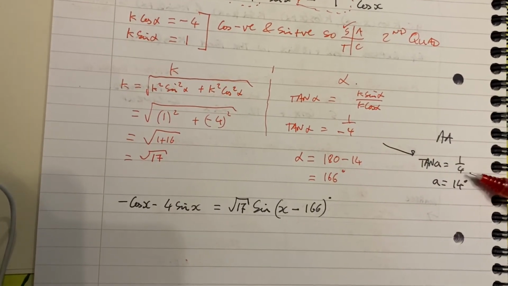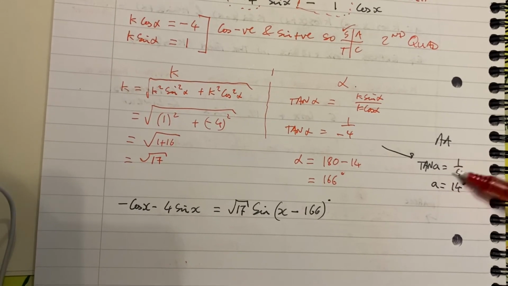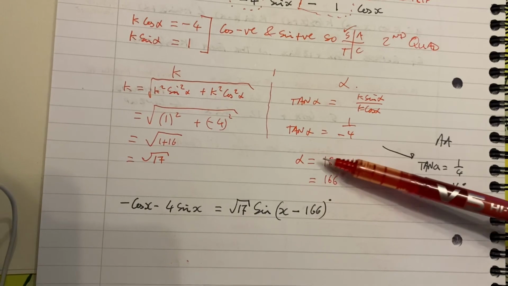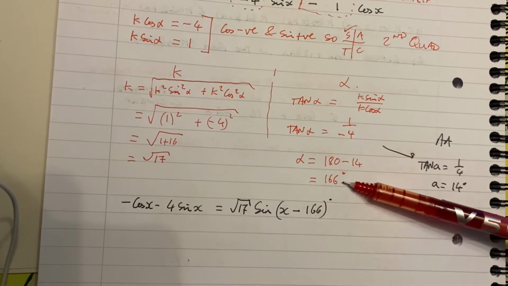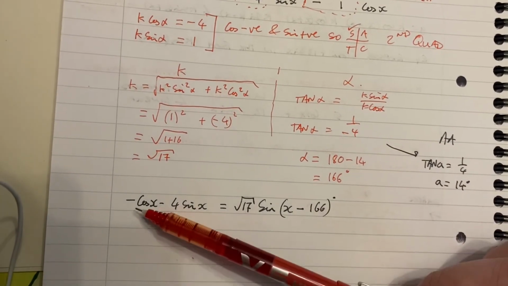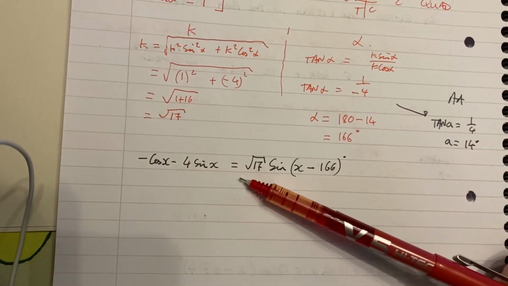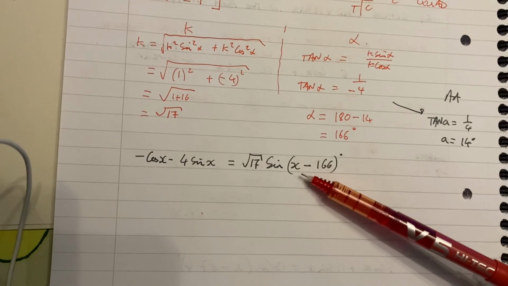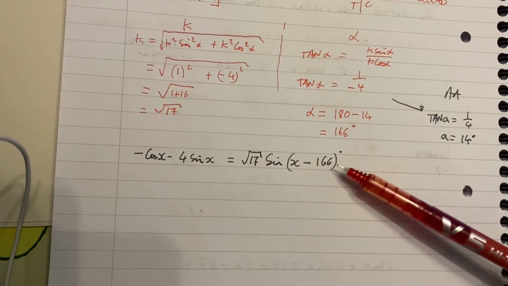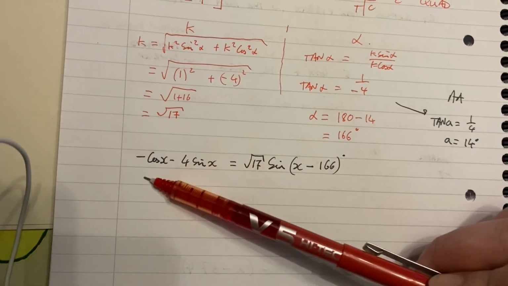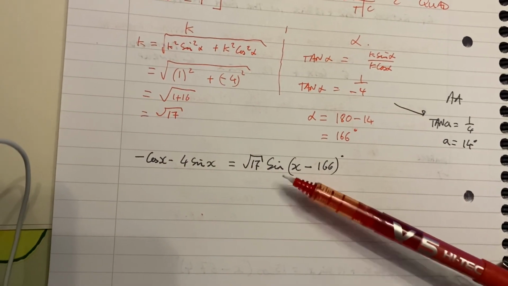So again, we do our acute angle. So tan A is a quarter, so A is 14. Because it's second quadrant, alpha is 180 minus 14, which is 166. So negative cos x minus 4 sine x equals root 17 sine x minus 166 degrees. You'll notice now we've gone from double trig to a single trig ratio, which makes it really useful.